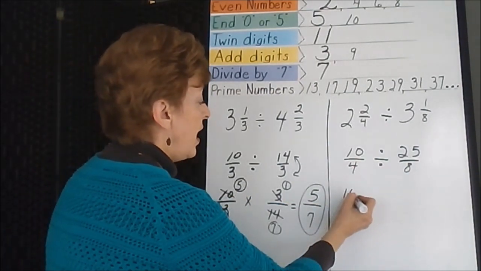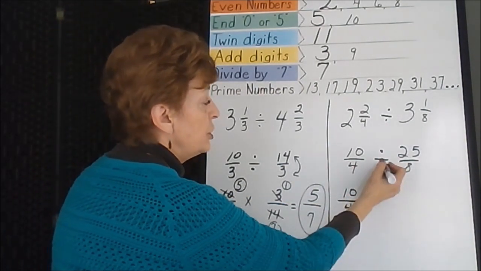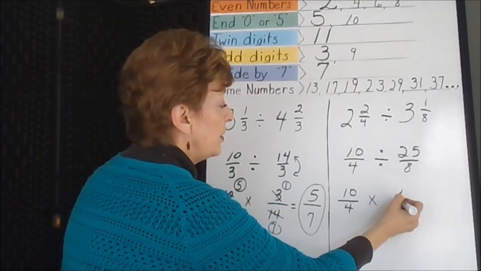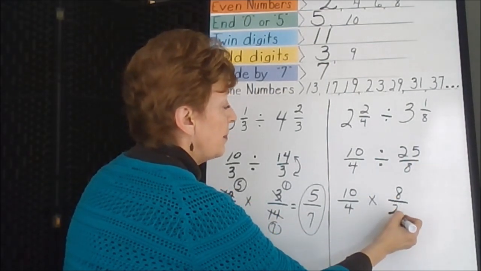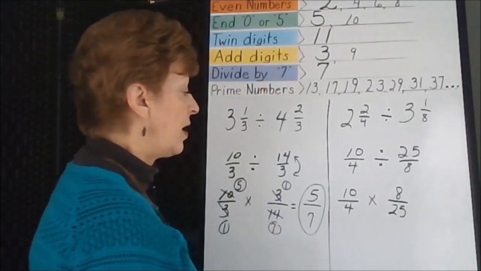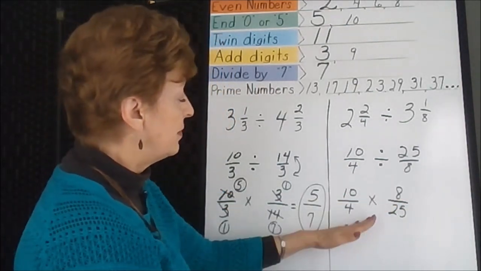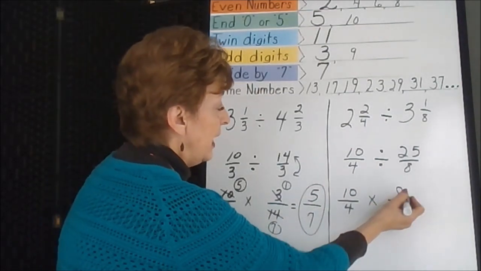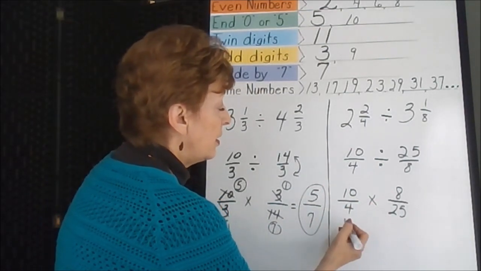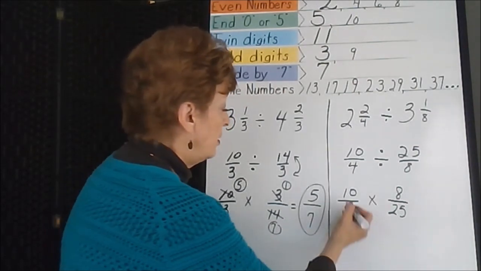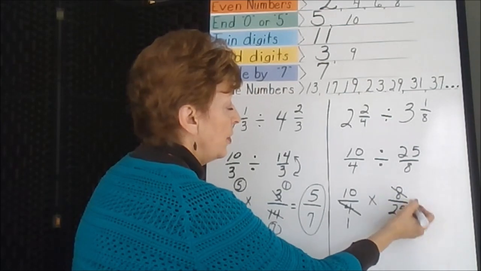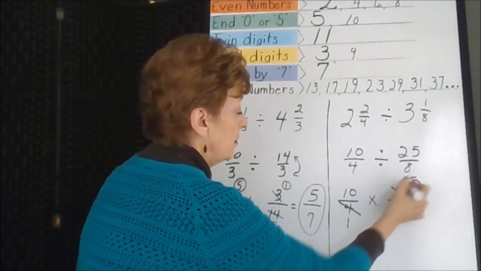Keep the first fraction. Change the symbol to multiplication. Use the reciprocal. This flips around. Lucky for us, because now we can do some serious simplifying. 4 and 8, they're both even numbers. 2 works, but 4 will do it faster. Greatest common factor is 4. 4 goes into 8 twice.